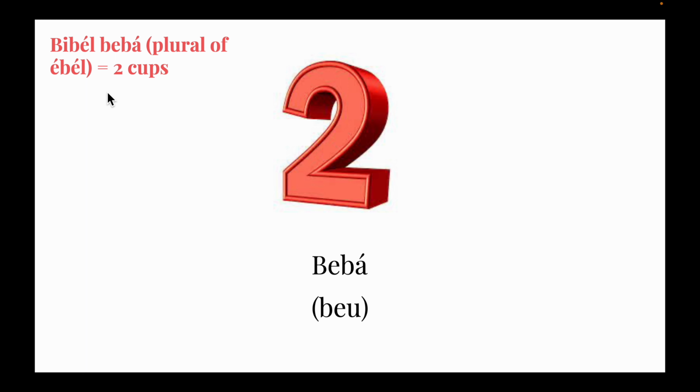Now we're going to get more into these plurals and other grammatical rules the more videos I make, in different topics. For today is just counting from 1 to 10, but I'm giving you these rules so you know what is happening right here. Because right here I have plural of ebel and then it's bibel. So you can understand what is going on.